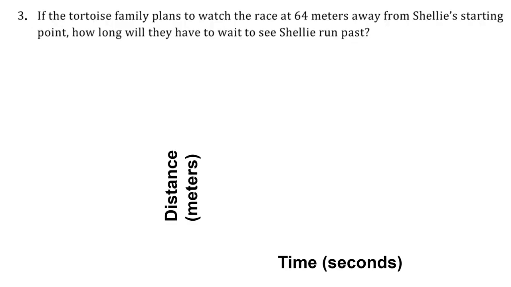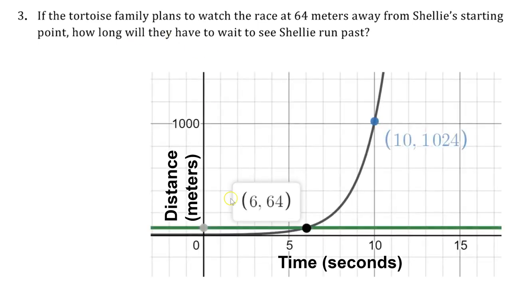So then we have a different type of question. If the tortoise family wants to watch at 64 meters away from Shelly's starting point, how long will they have to wait to see her come past? We can use the same graph and look at the y-axis. For example, y = 64. If I extend that out, I can see that they'll have to wait 6 seconds.